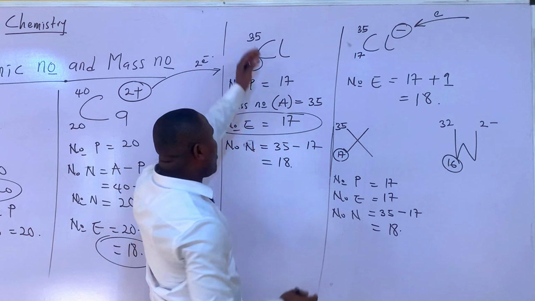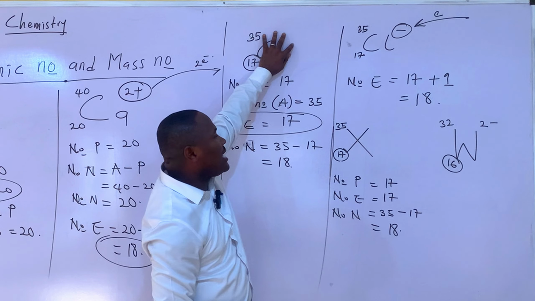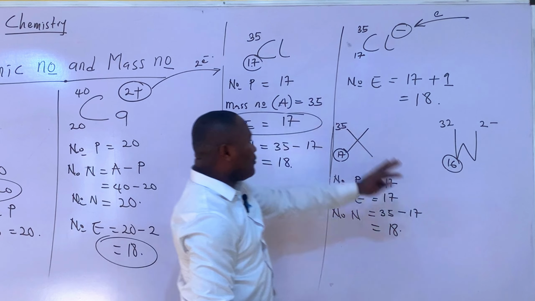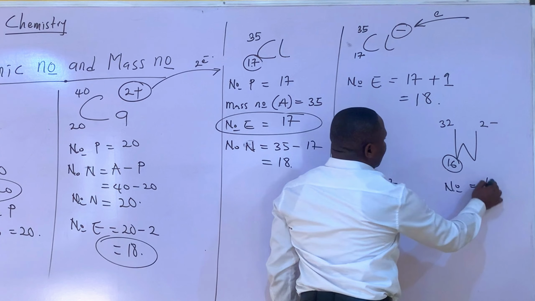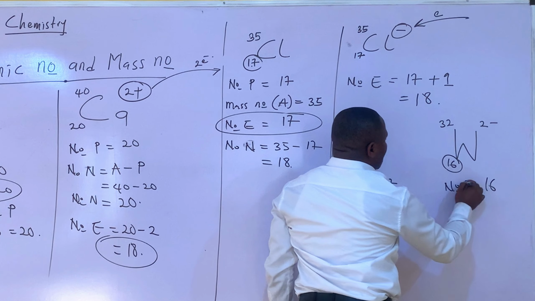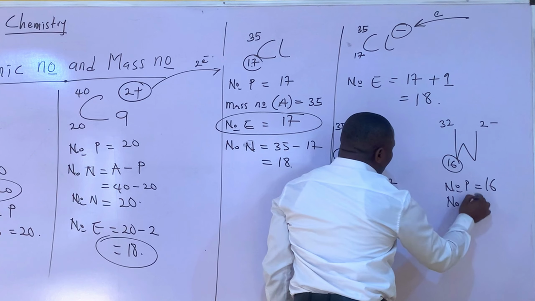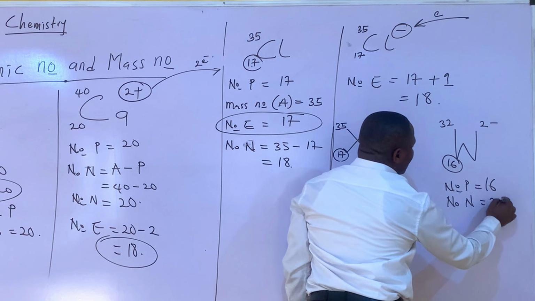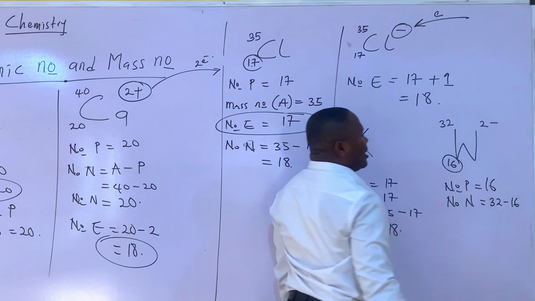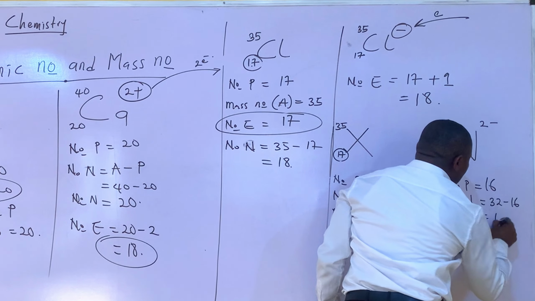It's just like what we've done, but the difference is they concealed chlorine for us and gave it to us as X. Now for this also, number of proton is 16. Number of neutron will be 32 minus 16. That will be 16. So this will be equal to 16.